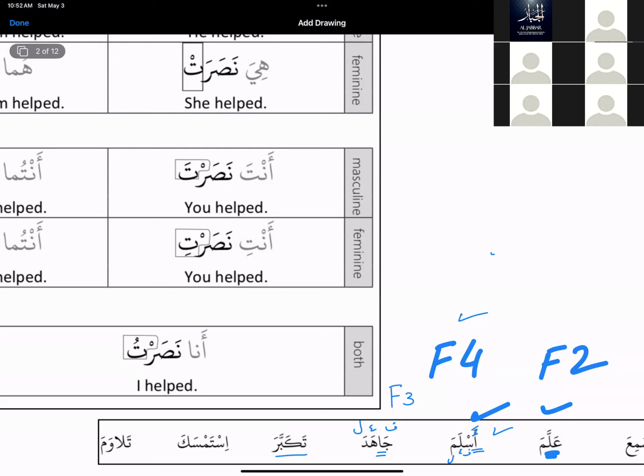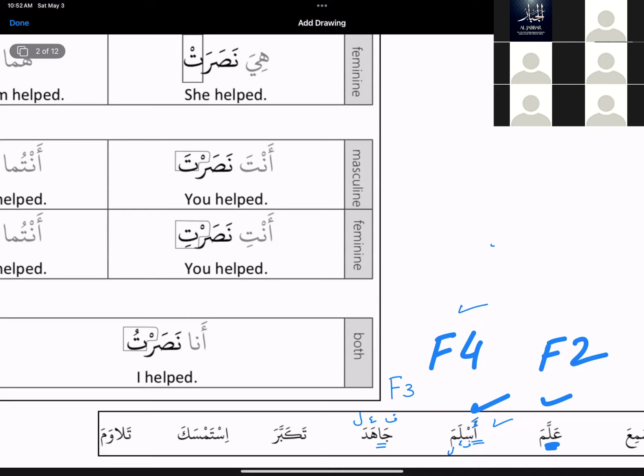Then we have Takabbara, mazid fihi. Takabbara is family 5. Ta will come before, like Allama, with ta before. Yes, exactly. So Kabbara is like Allama, right? But then it has an extra ta on it. So that's why, and now there are 5 letters. We have 1, 2, 3, 4, 5 letters here.